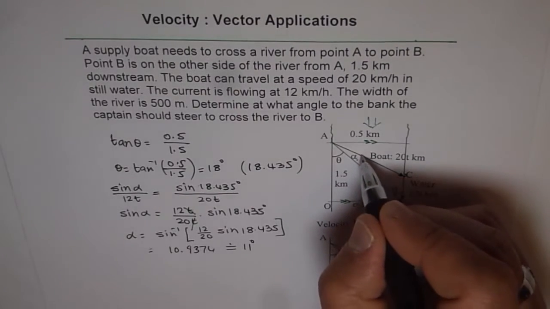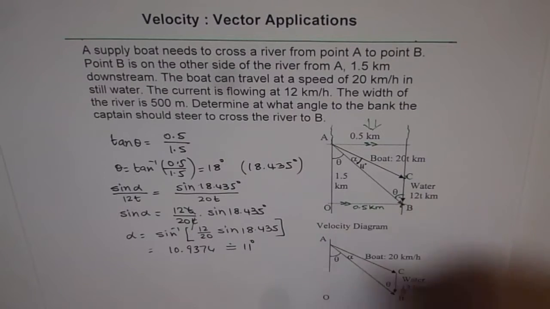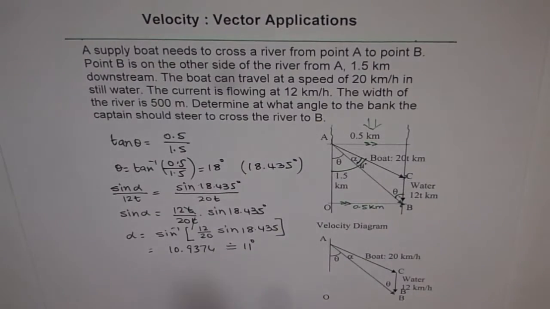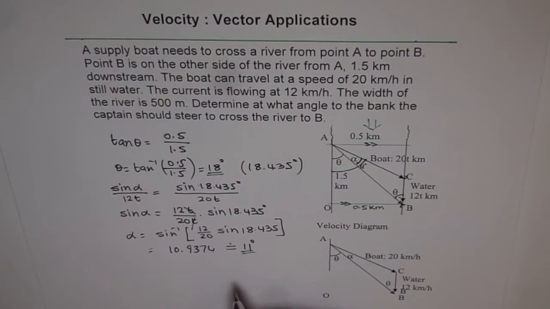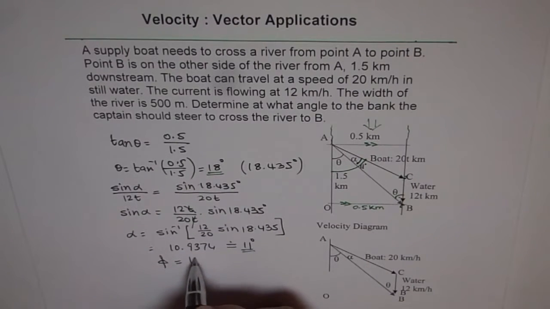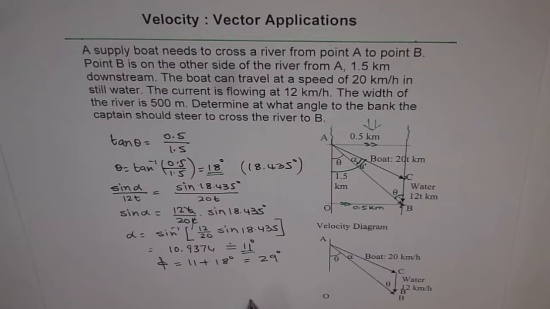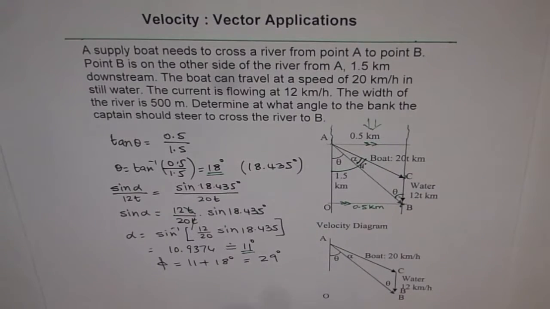So we get this angle alpha as 11 degrees. And we already have theta as 18 degrees, right? And therefore, what is the total angle? So total angle will be this plus this, correct? So we can add them up. And we get angle of steering, let's say angle of steering is phi, which will be equal to 11 plus 18 degrees, which is 29 degrees. Do you understand? So that becomes the angle to the bank. So with the bank, this is the bank, our boat is making an angle of 29 degrees, right?